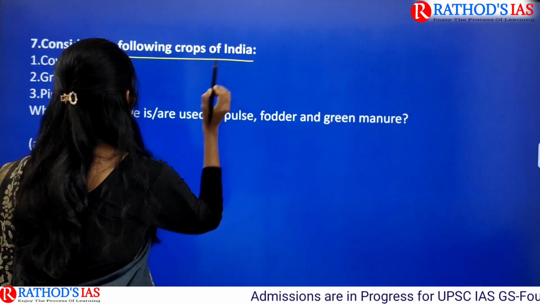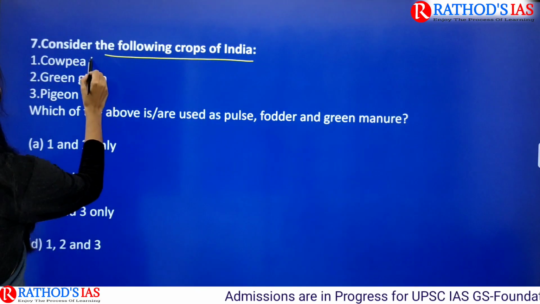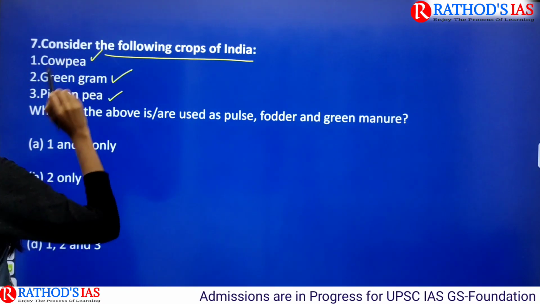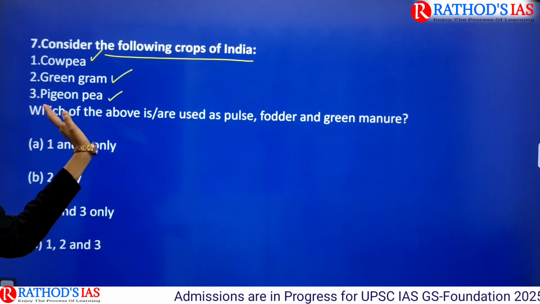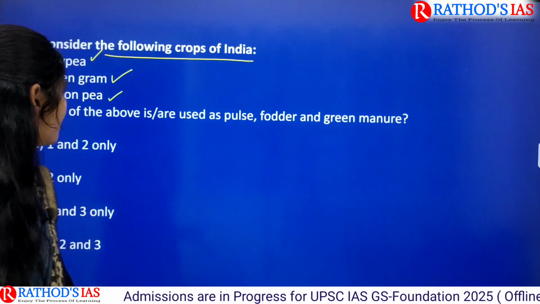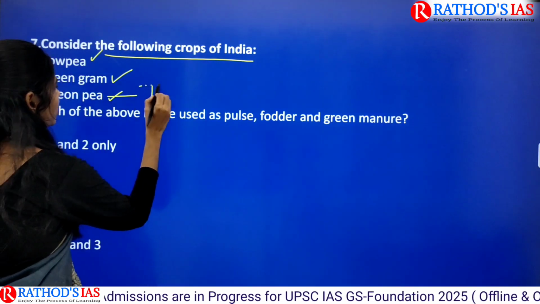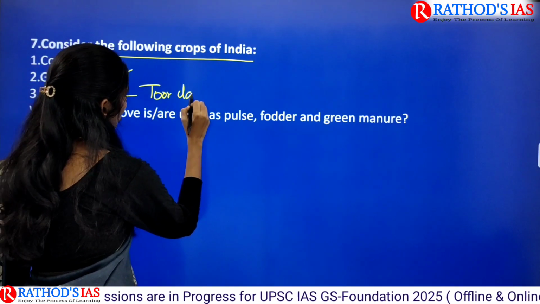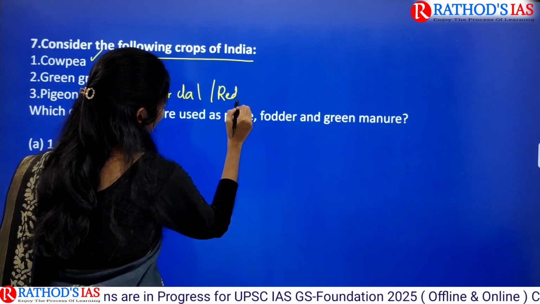Consider the following crops in India again: cowpea, green gram and pigeon pea. Which of the above is or are used as pulses, fodder and green manure? Pigeon pea is nothing but tur dal or red gram.